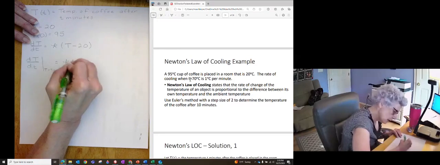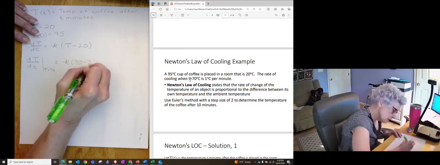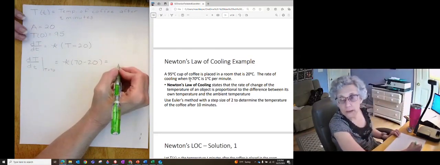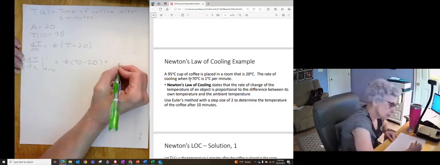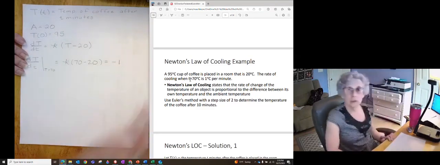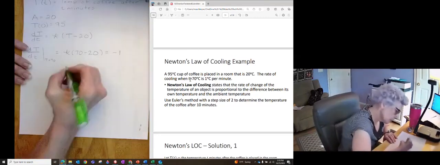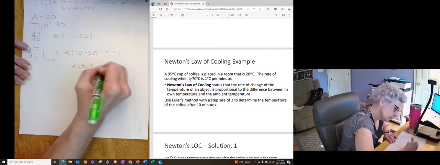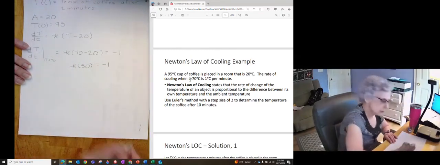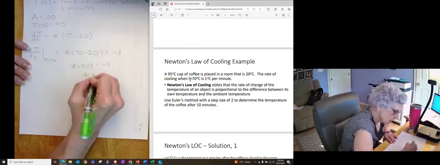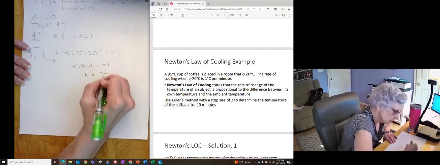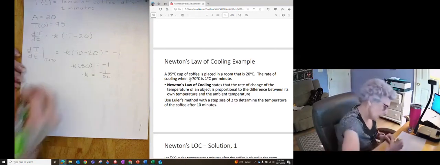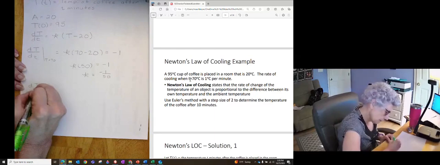It's equal to K times (70 minus 20), and it's cooling at a rate of 1 degree per minute, so it's equal to minus 1. So K times 50 is equal to minus 1. So K is equal to minus 1 over 50. So now we have a differential equation.